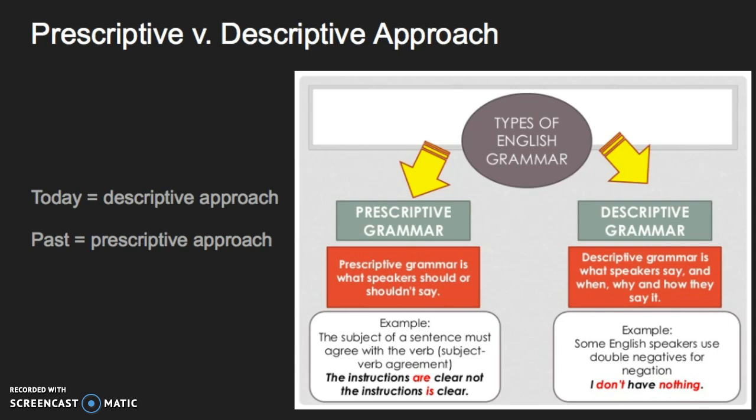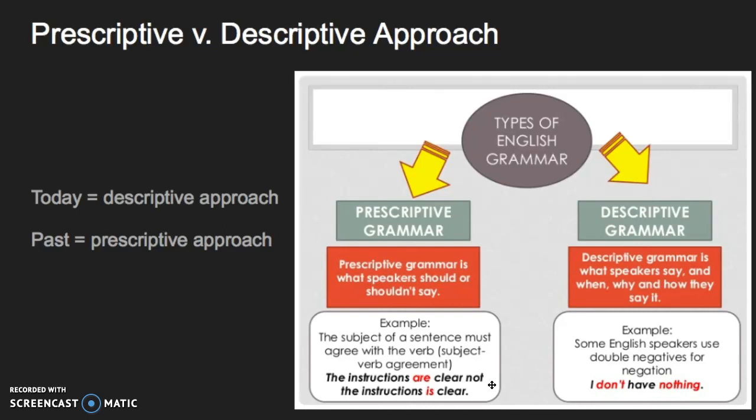Okay, so a prescriptive approach to describing English grammar or a descriptive approach, which is better? Well, in the past we took a very prescriptive approach, trying to tell people what is correct grammar and how you should speak in order to have proper English. So for example, if you look in that little box down here at the bottom, you'll see it says the subject of a sentence must agree with the verb, subject-verb agreement, which we just talked about. So the instructions are clear, not the instructions is clear.